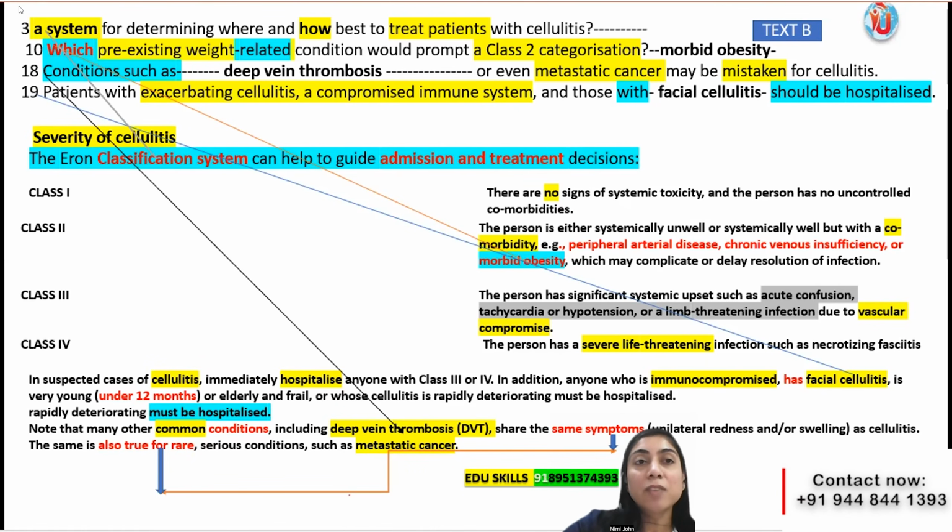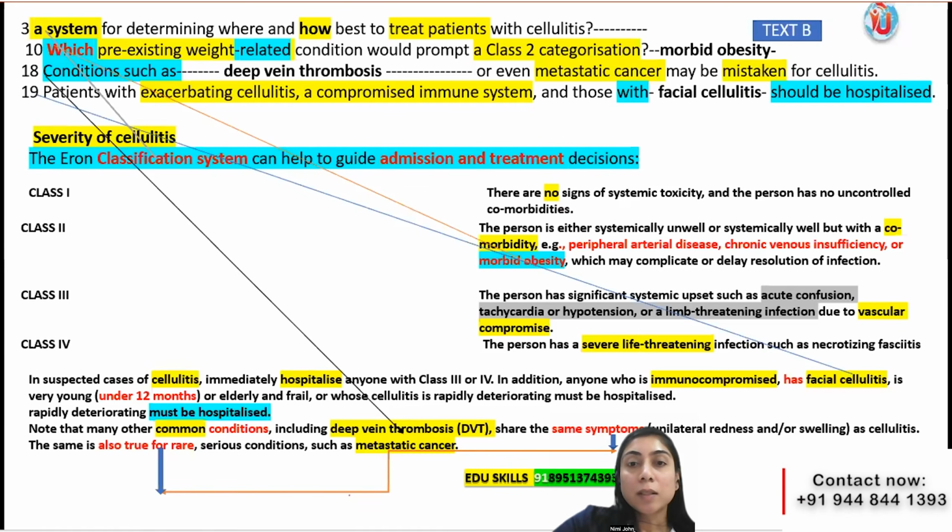Okay, then the 10th question, it's also from the text B. Which pre-existing weight-related condition would prompt a class 2 categorisation? This one, I think all of you got the answer. It goes directly to class 2 categorisation. Here are the conditions, with a comorbidity, and then there are examples. So here, morbid obesity, as we know, is a weight-related condition. All the others are not weight-related conditions.